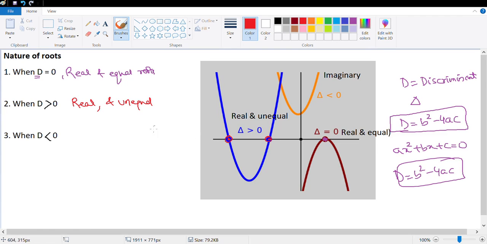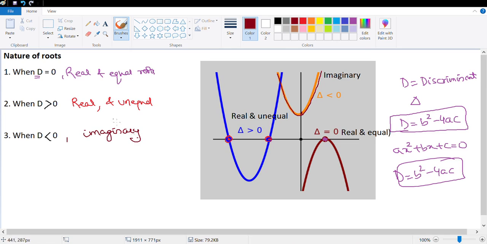And when d is less than 0, which is the graph that you see in orange here, this graph does not meet the x-axis at all, right? I hope you notice this graph here does not meet the x-axis at all, which means for no real value of x is the quadratic equation valid, which means no real value of x satisfies this quadratic equation, which means the roots are imaginary.